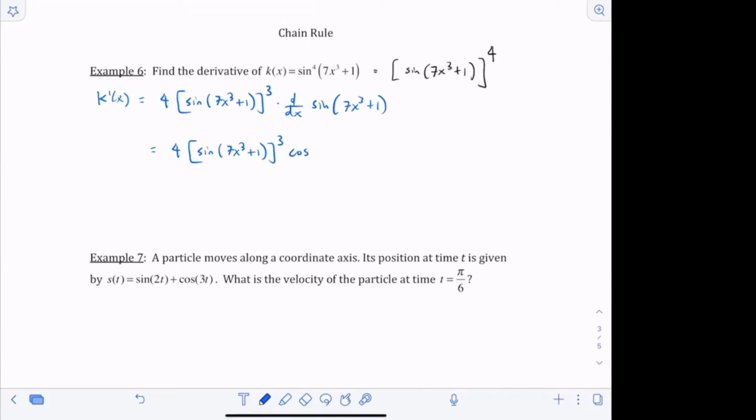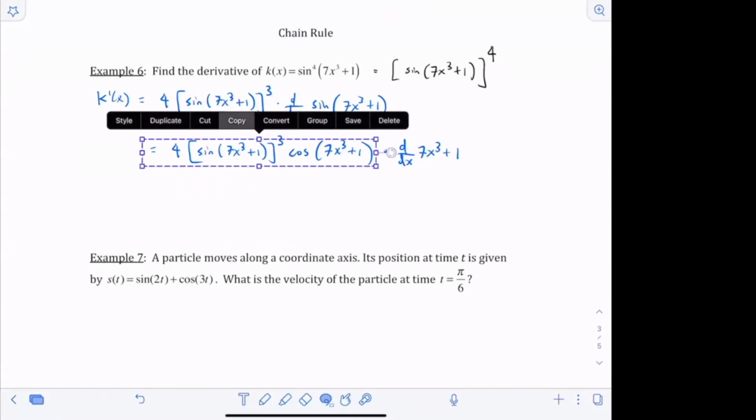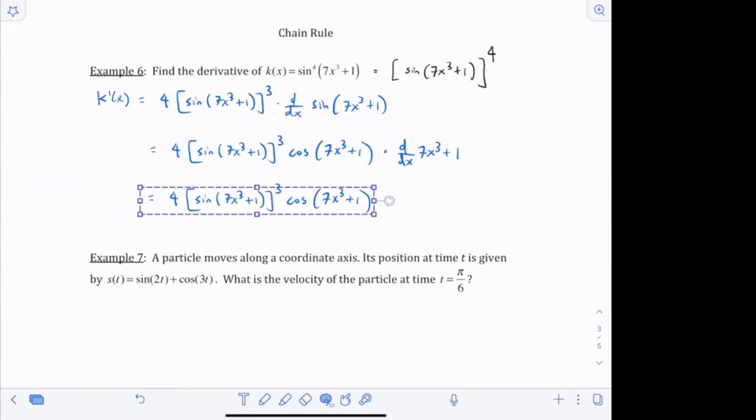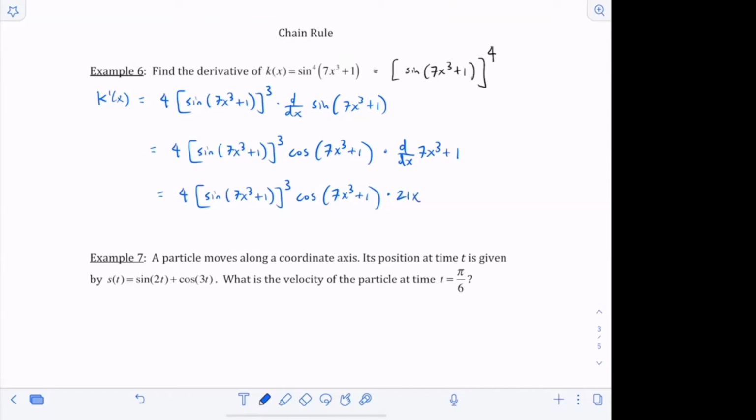So the outside function is cosine. You got to keep the inside thing, which is 7x cubed plus 1. Now we got to multiply by the derivative of the inside thing. Does that make sense? So I think one more line should do it. Now we just got to multiply by the derivative of 7x cubed plus 1. That's going to be 21x squared. So this is going to be our answer.